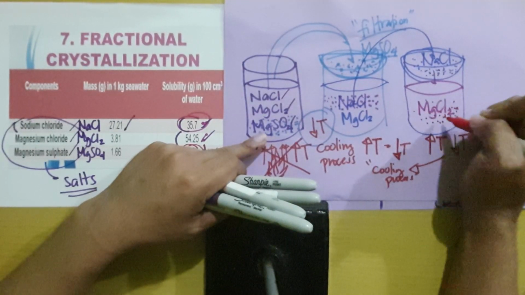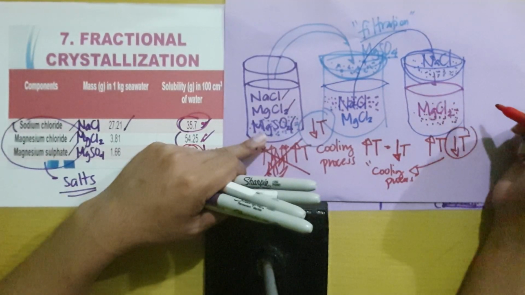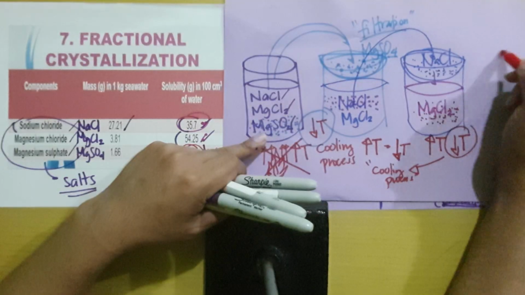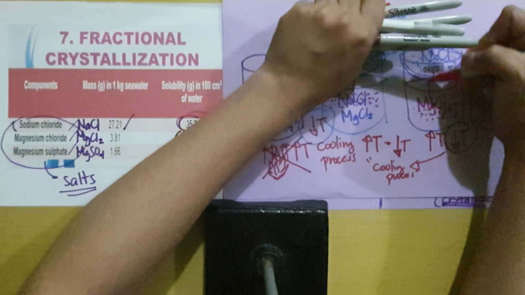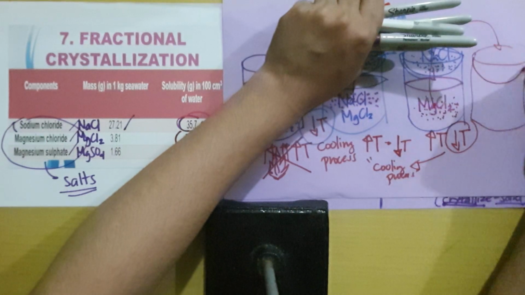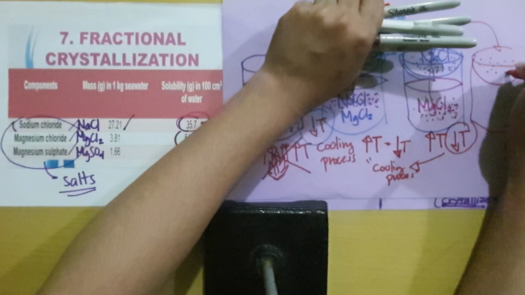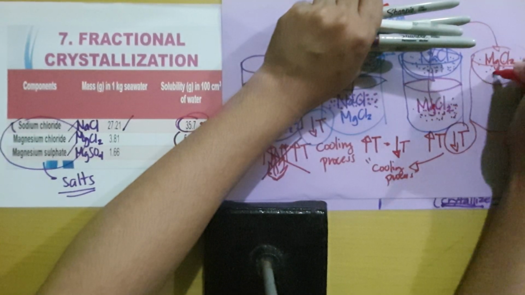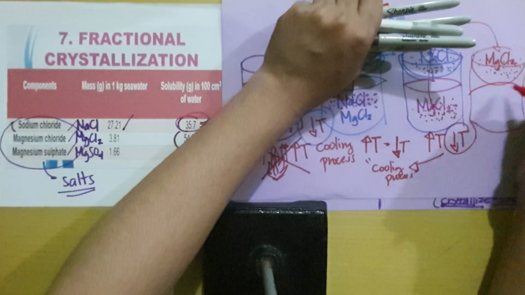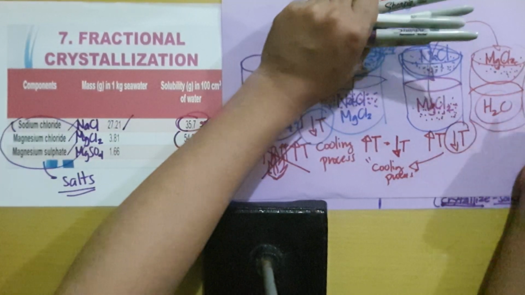So therefore, crystallization always occurs if we have a very low temperature. Again, for the last container, this solution will be filtered, in which magnesium chloride will be recovered. Therefore, the remaining content here will be water.